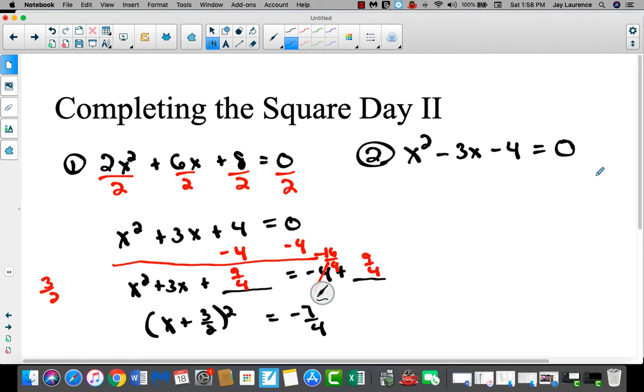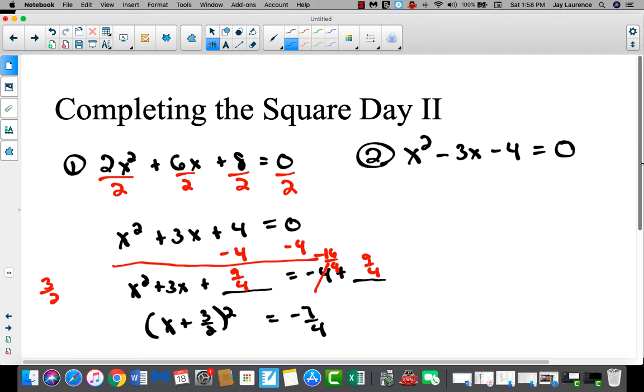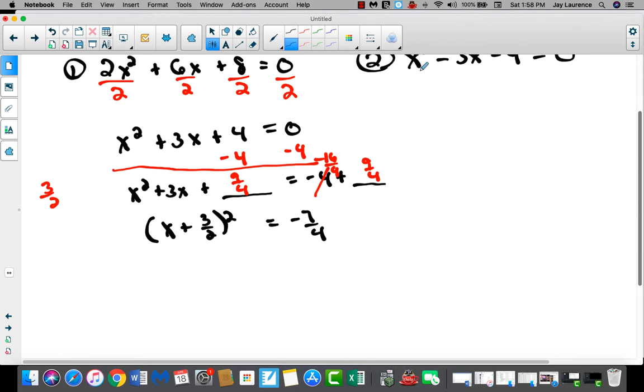And I have a warning bell going off in my head. Danger, Will Robinson, danger. Okay, I'm going to take the square root of each side. And the warning bell is getting louder and louder and louder. I can't take the square root of a negative number. Not without imaginary numbers, right?